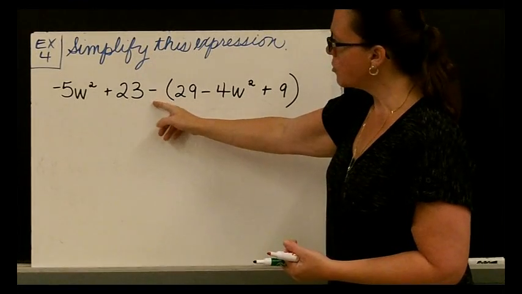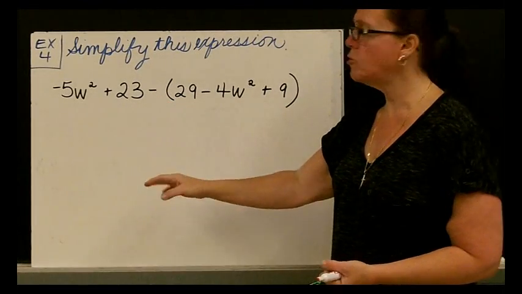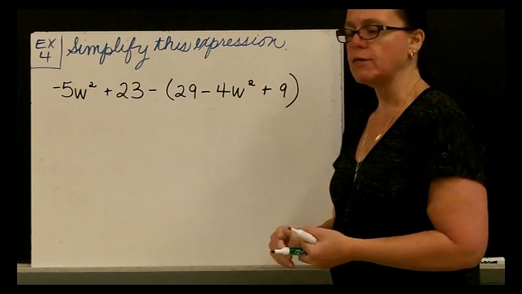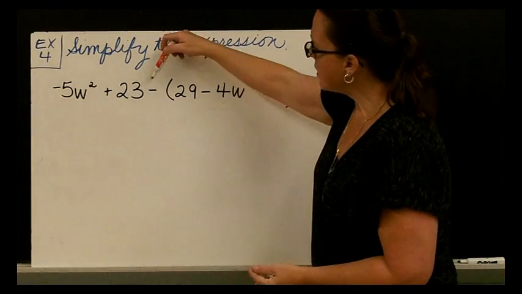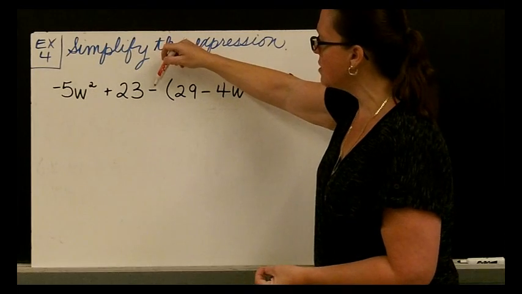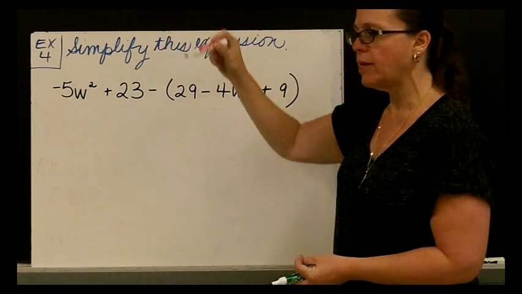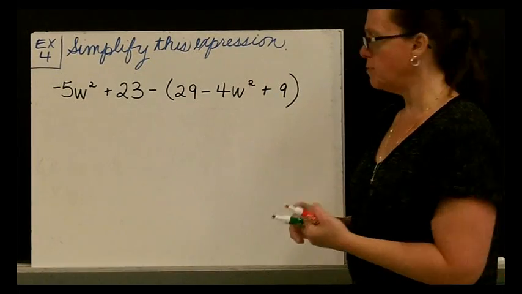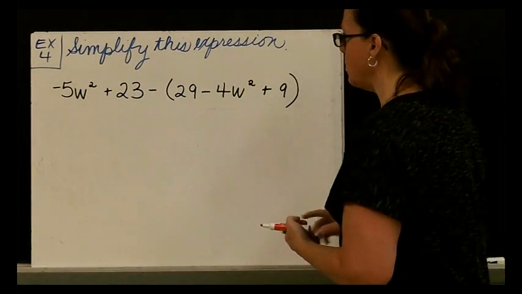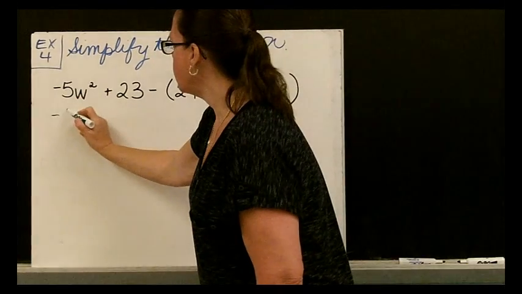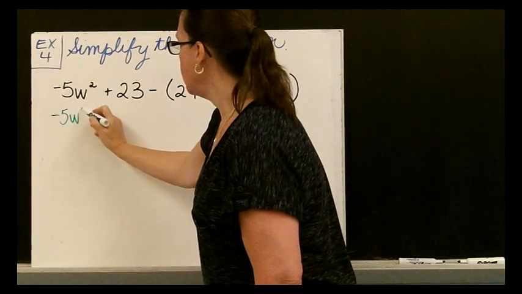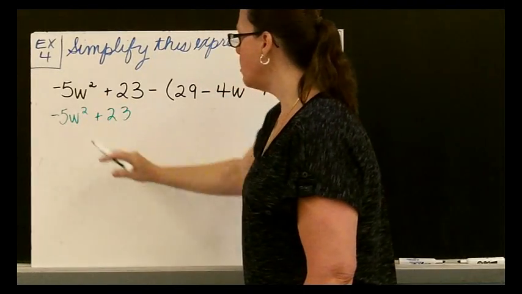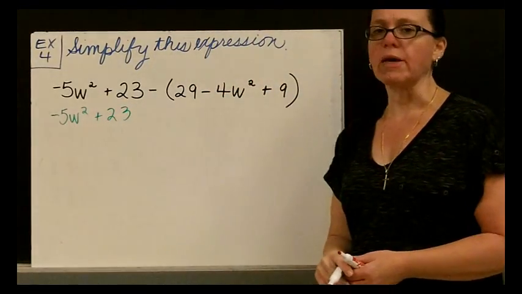Remember when we first learned about integers, I told you that when we were subtracting a number, we weren't really subtracting. What we were doing was taking this minus sign, and this minus sign tells us that we have to use the opposite of the number that follows it. Here's what I mean. This negative 5w squared and this positive 23 are just going to come down because we're not doing anything with them yet.